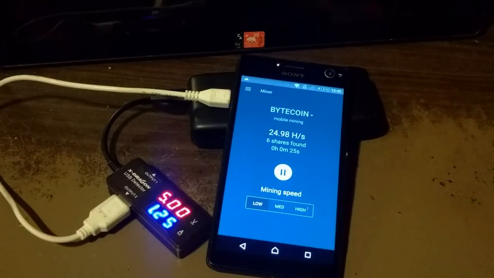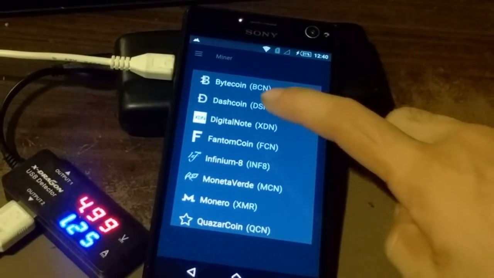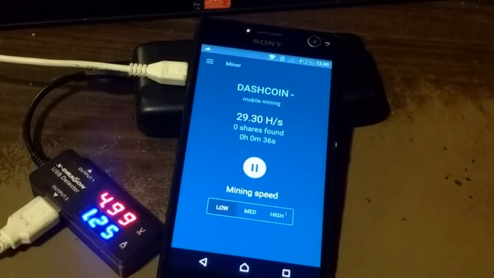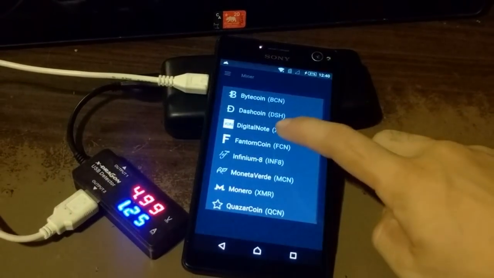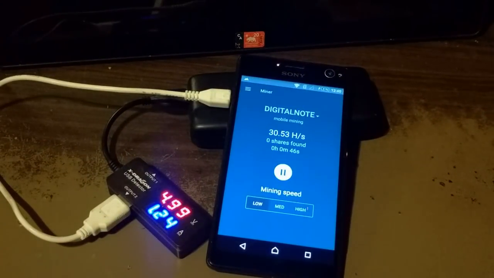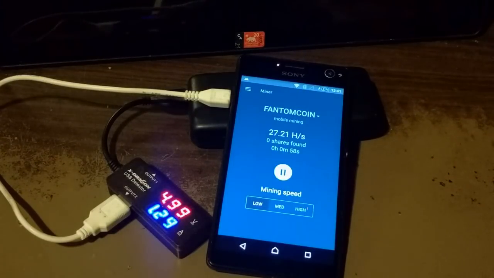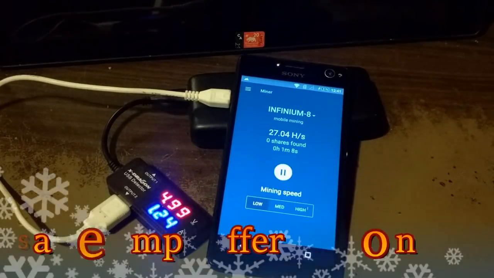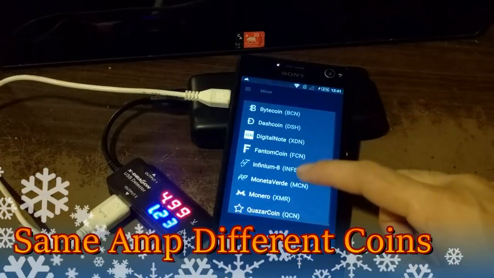And finally, what we're gonna do here is show you the different coins. So with Bitcoin, it's pulling 1.25 amps. With Dashcoin, it's pulling 1.25 amps. With Digital Note, it's pulling the same. And so the energy use for the different kinds of coins is all roughly the same. So it doesn't really matter which coin you mine, because you're pulling the same amount of energy. It's just a matter of which coin you prefer to mine.